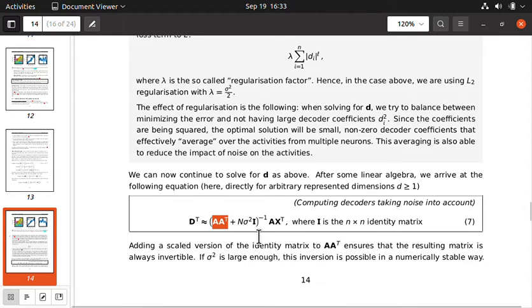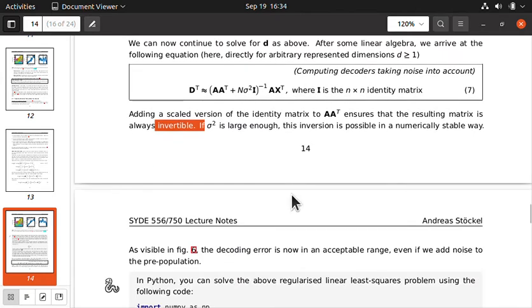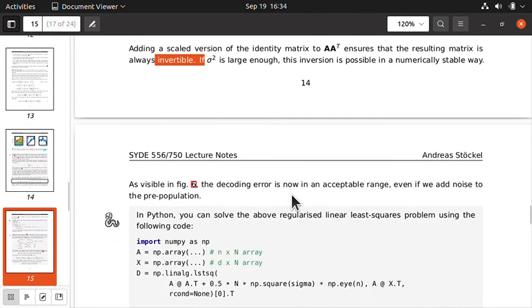Okay. Because this is an identity matrix, you're adding values onto the diagonal of the AA transpose matrix. That's why this is sometimes called ridge regression. You're adding values onto the diagonal of a matrix before you invert it. The other cool thing that does is it makes sure that AA transpose is always invertible, and it's going to be nicely numerically stable. Okay, cool.